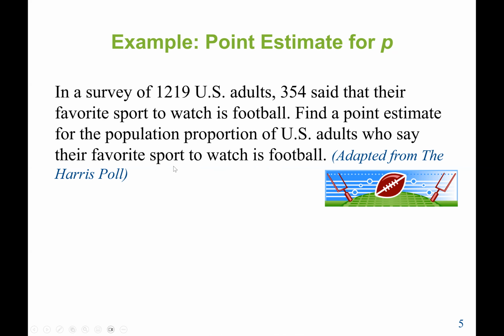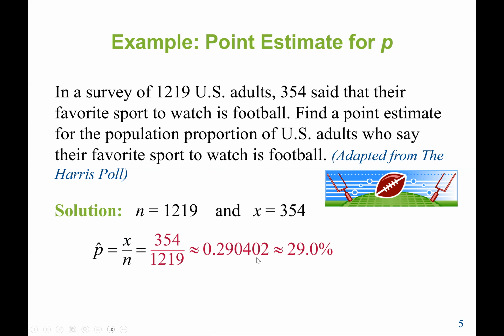So to find the population proportion of US adults, then it will be, again, 354 divided by 1219. So the 1219 will represent our sample size, and X will represent the number of successes. So it will be 354 divided by 1219, which will give us roughly 0.290402, or 29%.